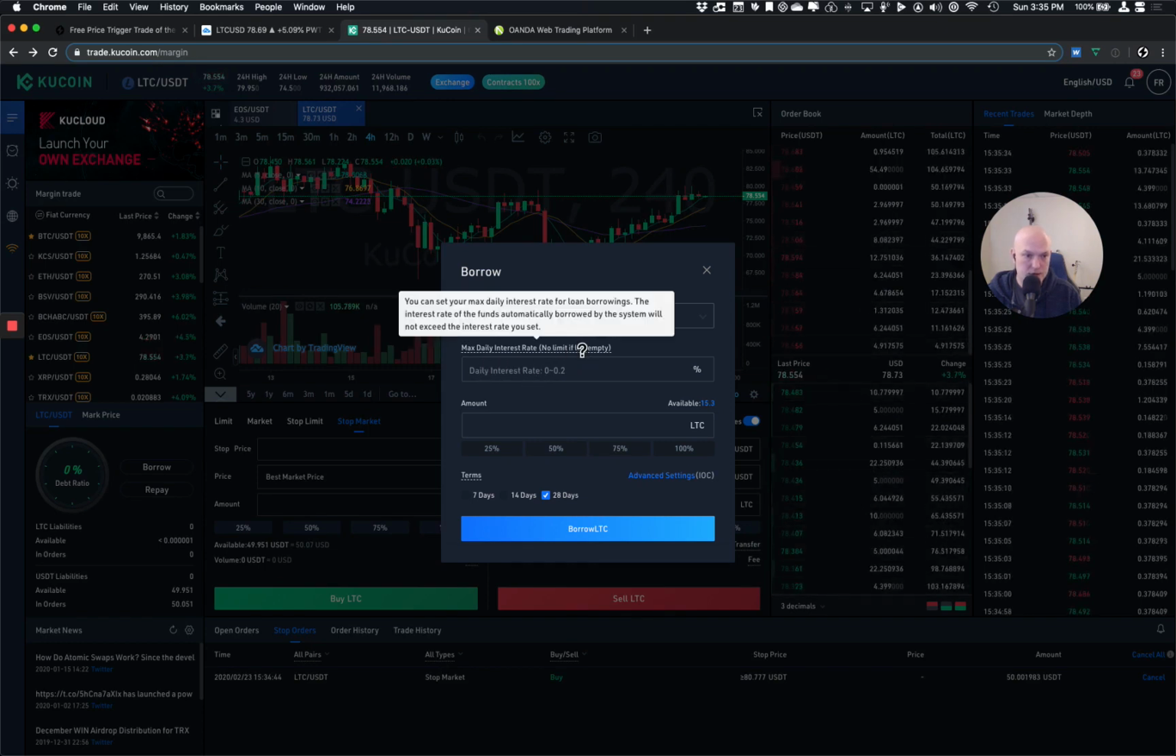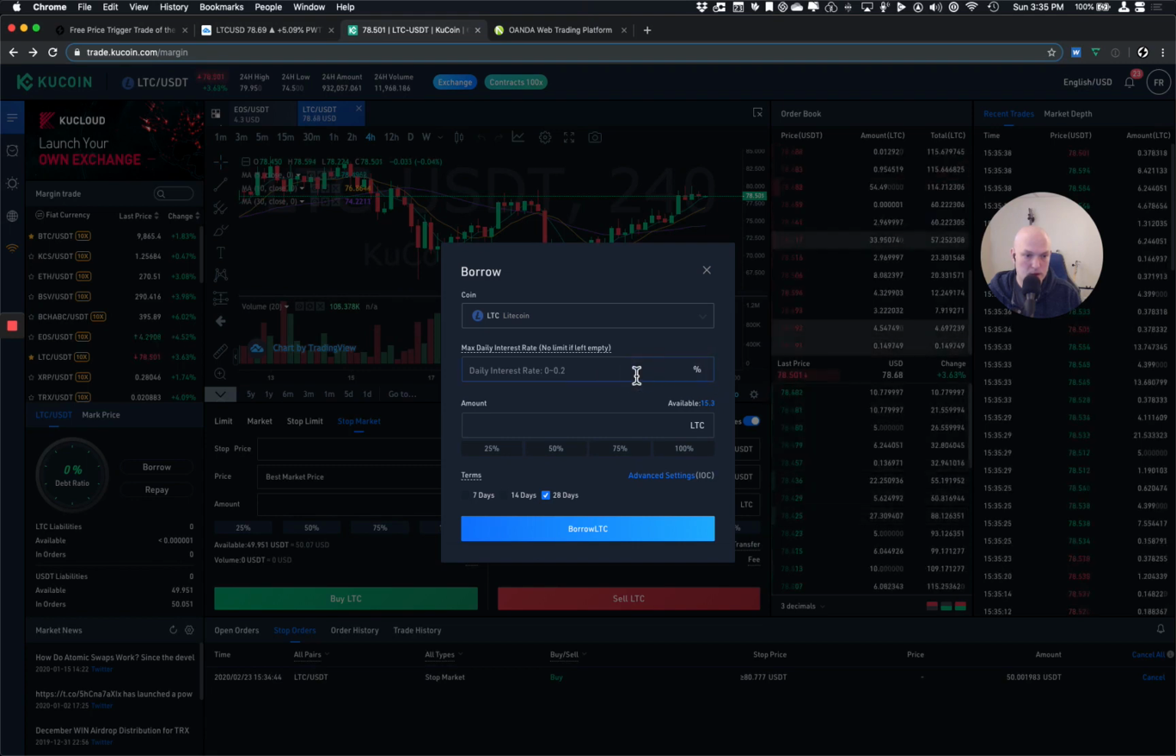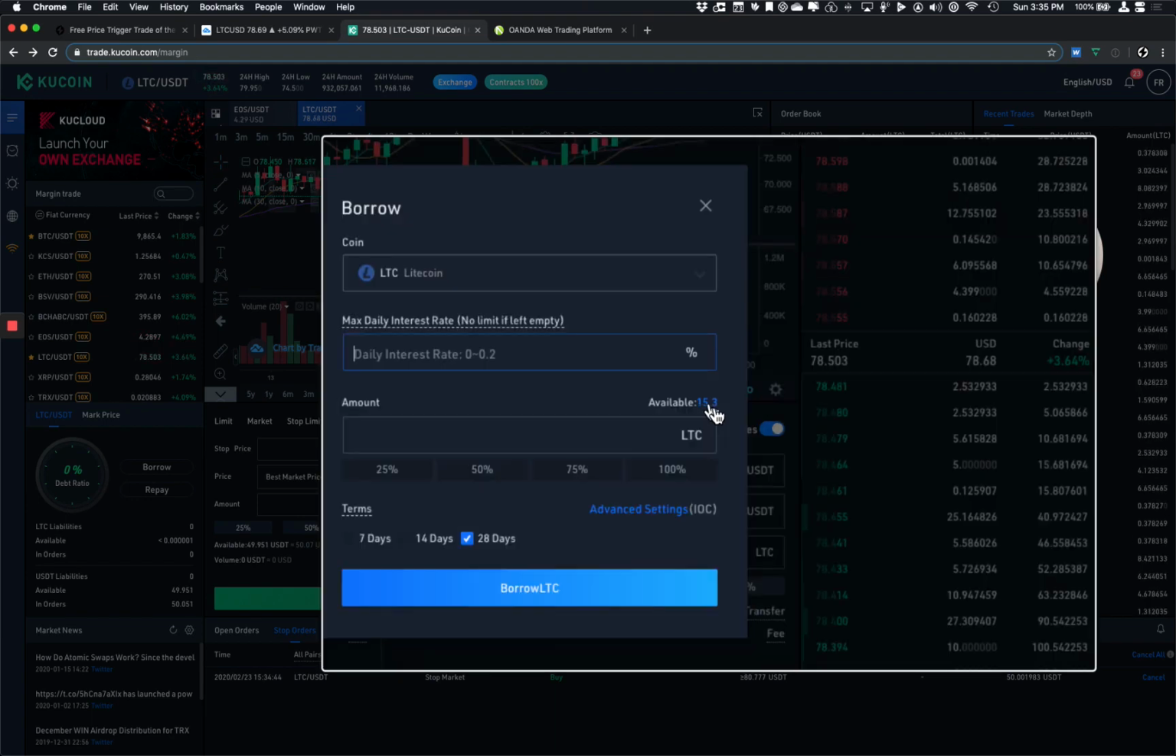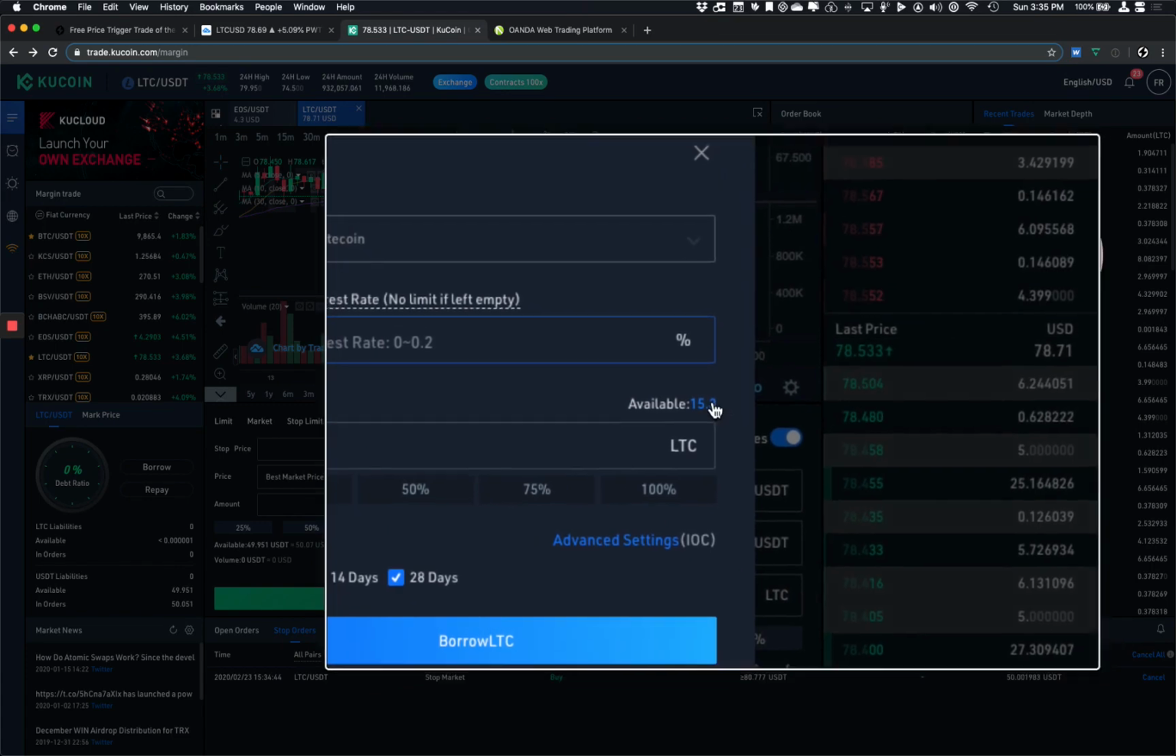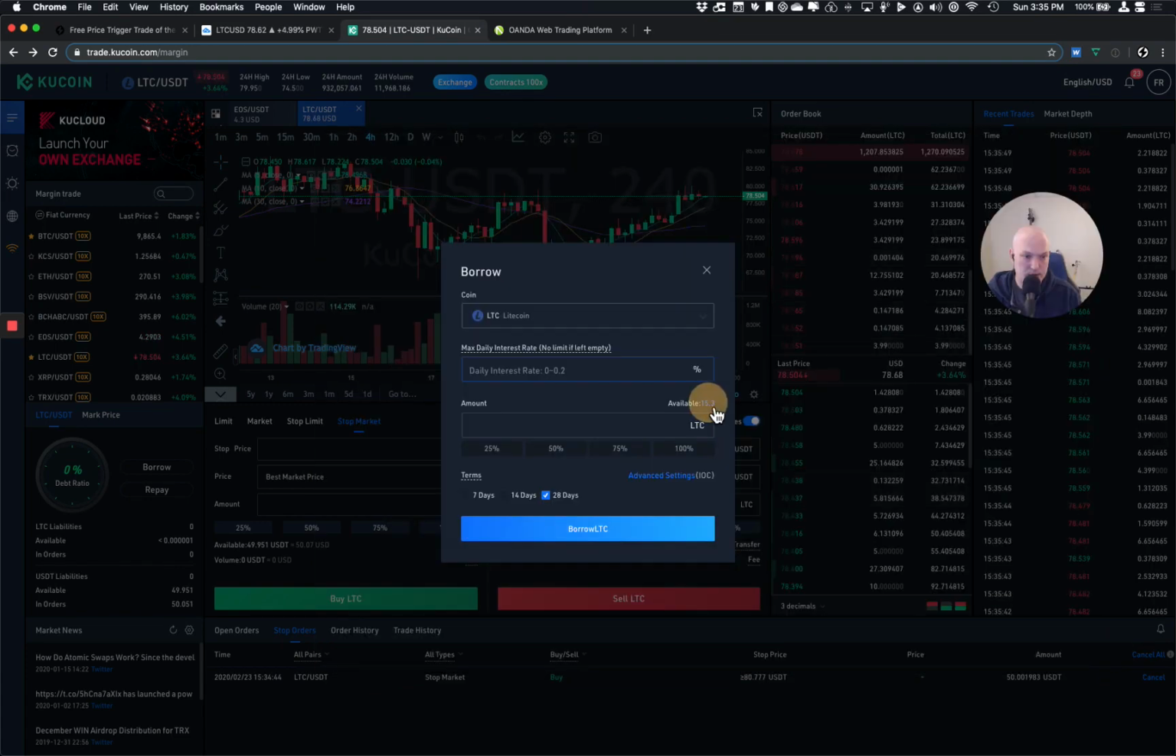Max daily interest rate, I believe they recommend a certain number here. I can't remember. I'm going to leave it blank for now. It's not that big a deal. And it's telling me I can get up to 15.3 Litecoin, so I'm going to do that. I'm going to click 100%.